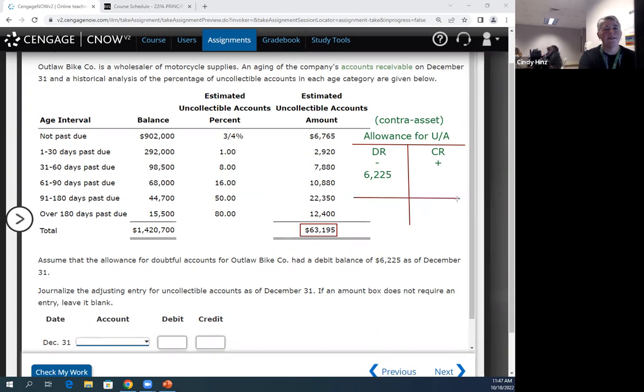Because what does that tell us? That 63,195 is what I referred to as the target balance. That's how much they want to have in that allowance account. 63,195 on the credit side. But right now it has $6,225 already on the debit side. So what is the entry we need to make so that the ending balance in this allowance account is 63,195 credit? What's the entry we need to make?